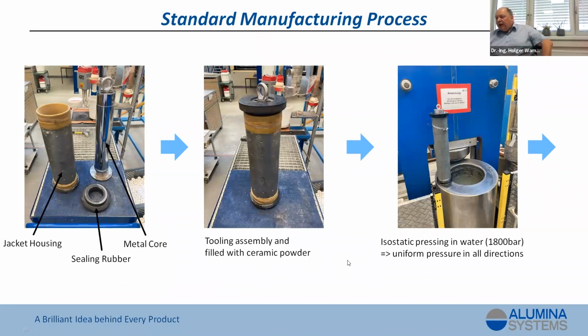Here I have added some pictures from our production, and this is what I just mentioned with the isostatic form. What you see here is the jacket housing of the isopressing form and the metal core. And if you have to buy that, it is around 4,000 euros. This form will be put in an isostatic press with 1,800 bars. And what you get out, you see on the next slide.